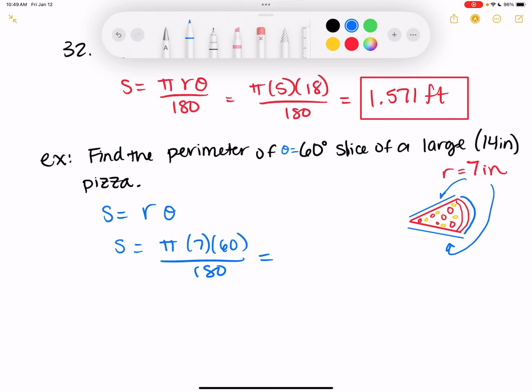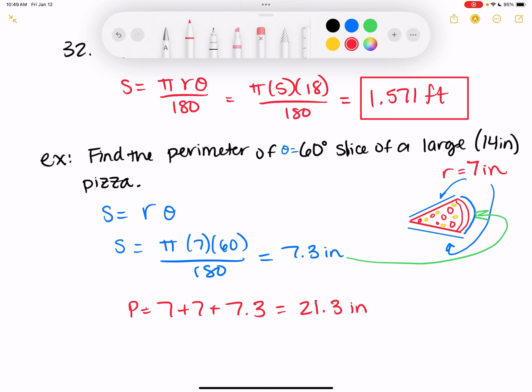You can just do one decimal place on this one. 7.3 inches. A lot of people are tempted to stop here, but this is technically just the arc length. So we have to add everything up. 7 plus 7 plus 7.3 is the perimeter. So that's going to be 21.3 inches is the perimeter of that slice of pizza. Which makes it sound way bigger than it probably actually is.